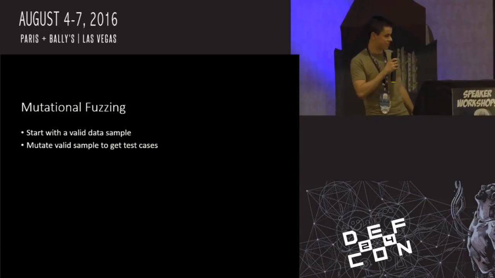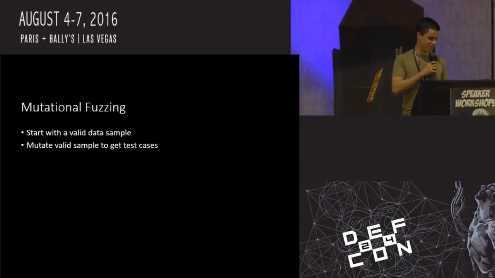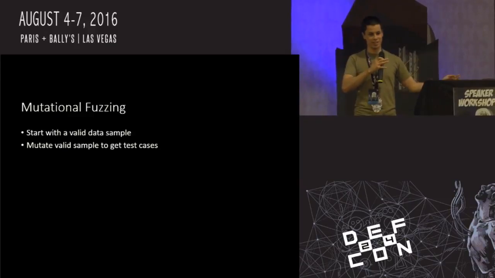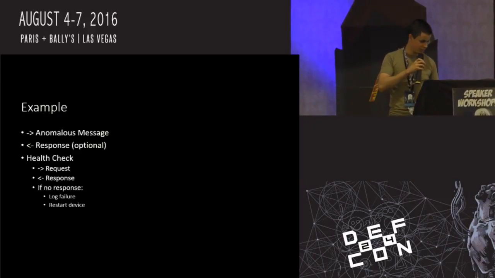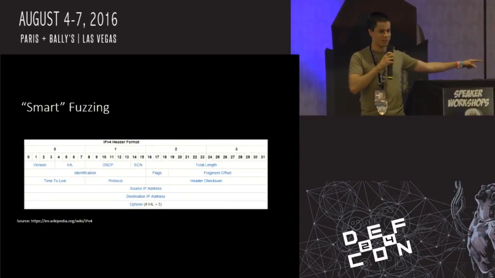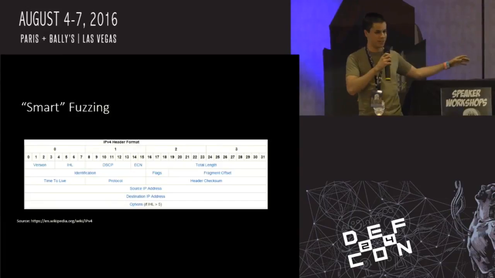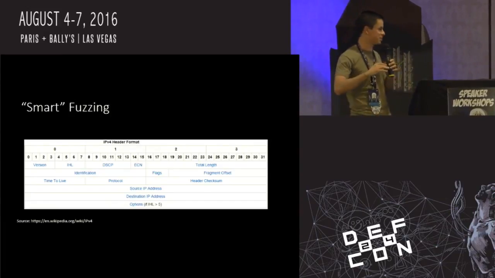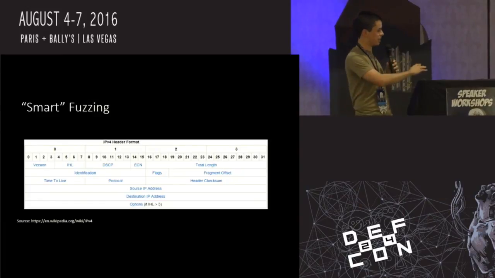So that's generational fuzzing. Moving on to mutational fuzzing. In mutational fuzzing, you start with a sample of valid data and you mutate it without actually knowing what the protocol is. So you'd still have this packet, but the fuzzer would not know about the structure. AFL is a popular fuzzer, and it's in this mutational category. It doesn't know what the packet looks like.